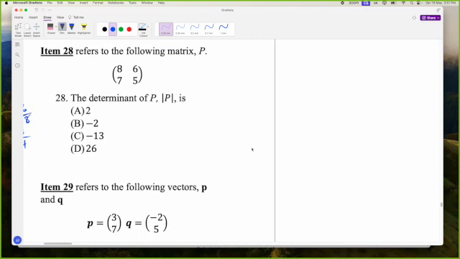The determinant of this, well, I know I have to multiply 5 times 8, which is 40, and then subtract from it 7 6s. Where's 7 6s? 42. So the answer is -2. That is the determinant of that.